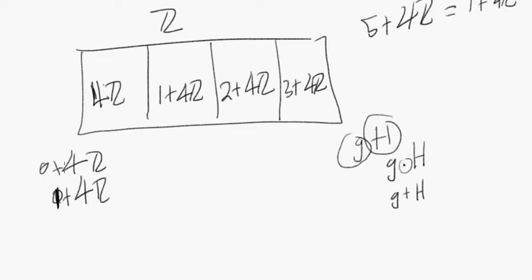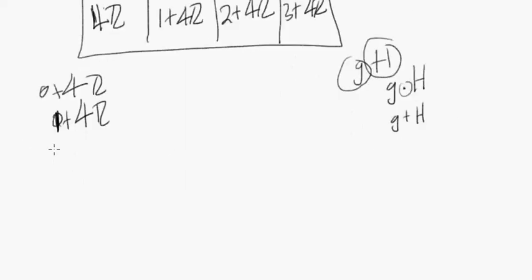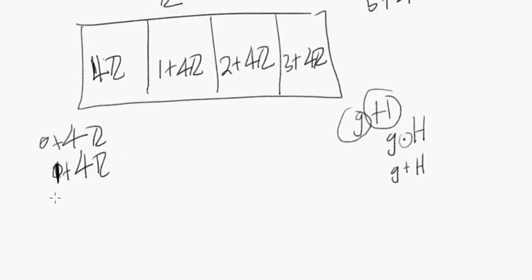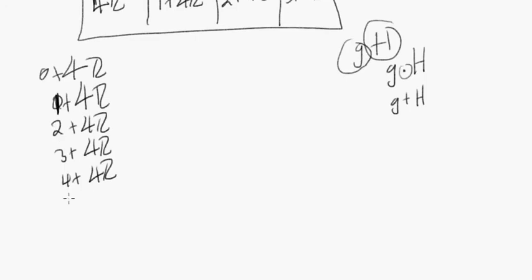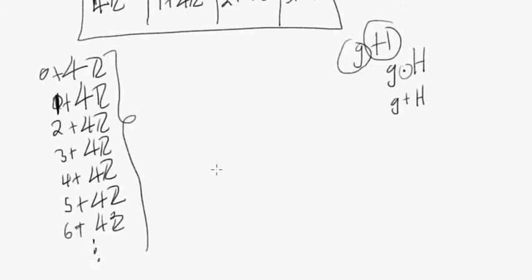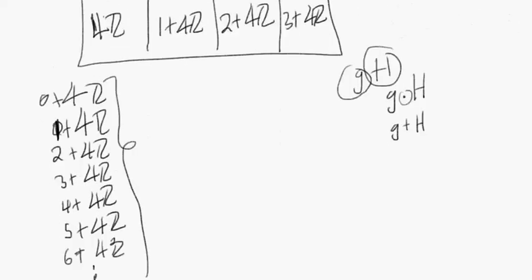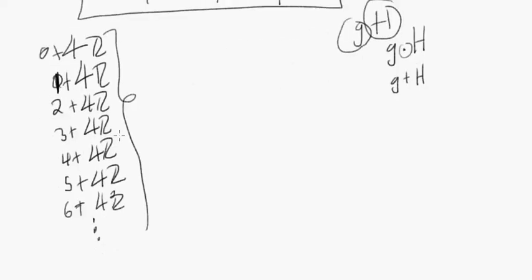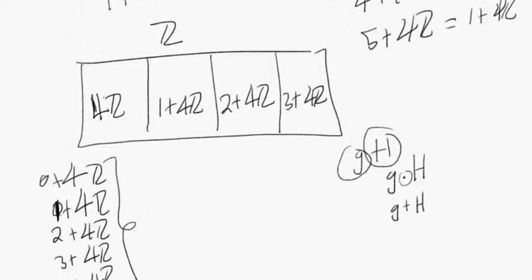But notice, how many integers are there? There are infinitely many. So one would think that 2 plus 4Z would be a coset, 3 plus 4Z would be a coset, 4 plus 4Z would be a coset, 5 plus 4Z would be a coset, 6 plus 4Z would be a coset, and so on and so forth. One would think that this process goes on forever, that there are infinitely many cosets. But we noticed before that this is not true. It turns out that some of the cosets are actually equal to each other. It actually turns out that there are only 4 distinct cosets.